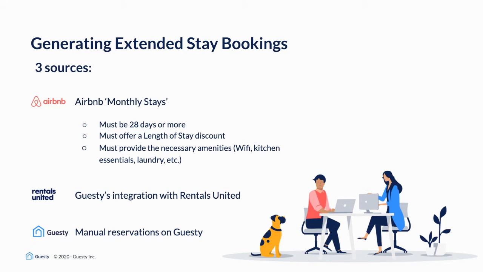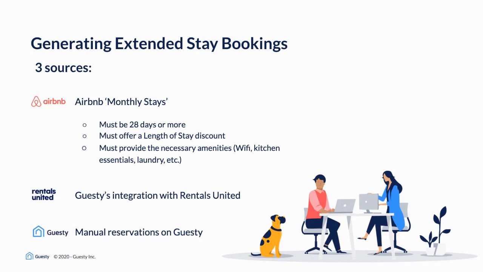The listing will then qualify as both a monthly stay and a short-term rental on Airbnb, and it'll appear in both types of search results. This is really awesome. Now, it's also mandatory to offer at least a 10% monthly discount on monthly stays. So know that most property management companies offer even more than that for a monthly discount, but it's totally up to you. It needs to be at least 10%.